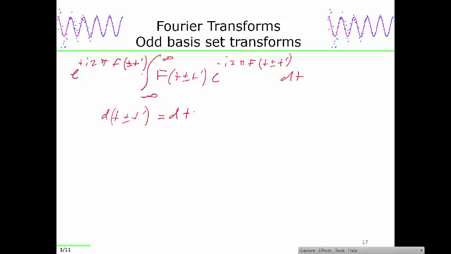It turns out that d(t plus or minus t prime) is simply equal to dt if I do the variable substitution. Do you agree or not? t prime is a constant. t is a function. So if I take the derivative of t plus or minus t prime with respect to t, I get dt again. So that means that I can substitute into this integral plus or minus t prime. And it's still valid.